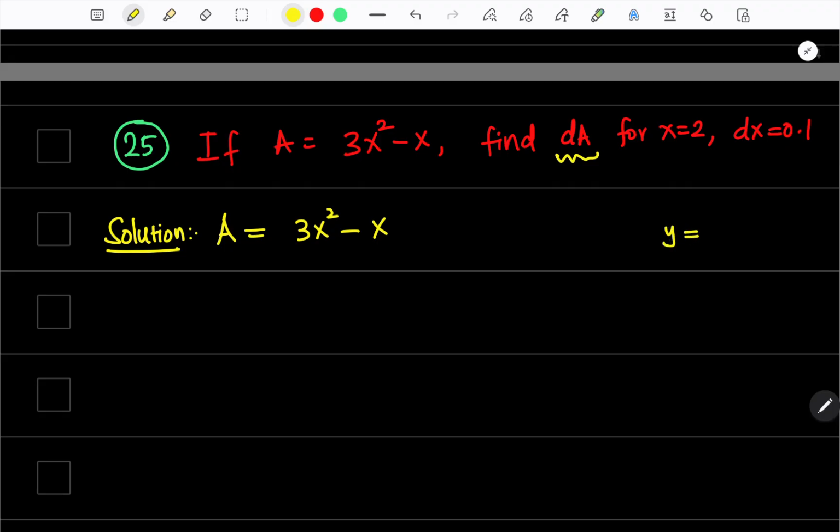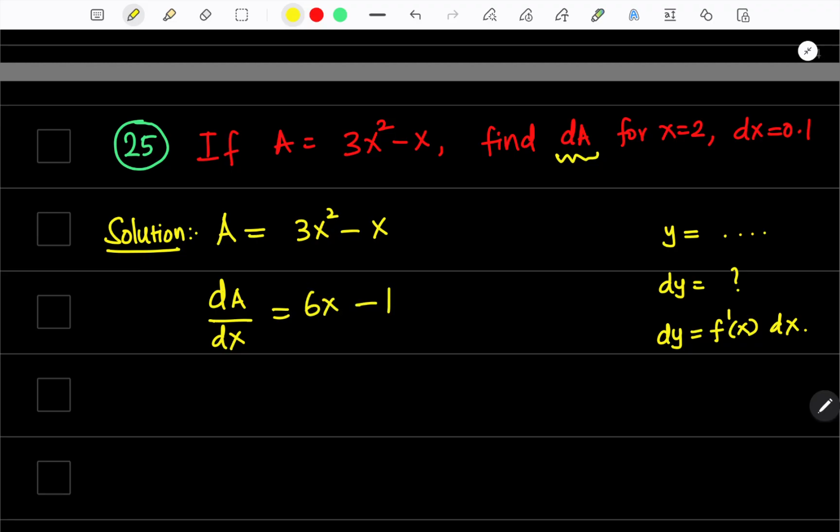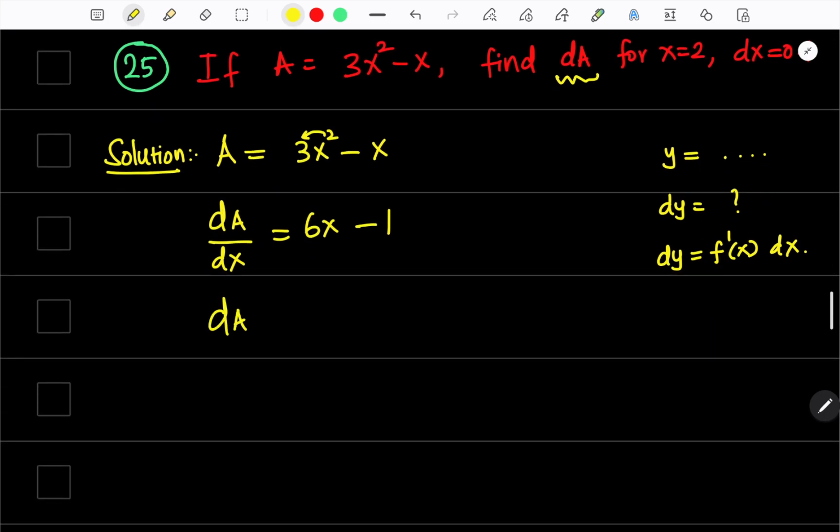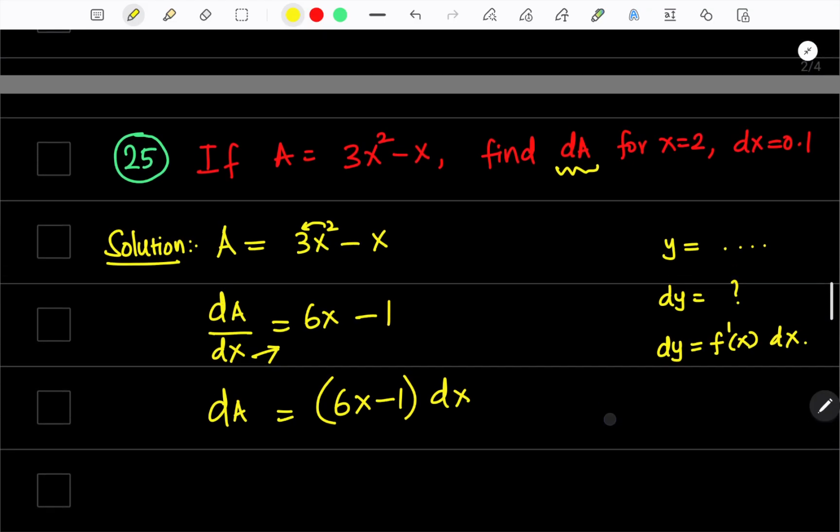Suppose you have y is equal to something and they are asking dy. What is the formula I gave? Formula number 2: dy equals f dash of x into dx. So similarly, your dA is what? You take the derivative dA by dx. dA by dx is 6x minus 1. The derivative of 3x square is 3 into 2, which is 6x, and the derivative of x is 1. So now for dA, you cross multiply: 6x minus 1, close the bracket, into dx. So this is your dA.